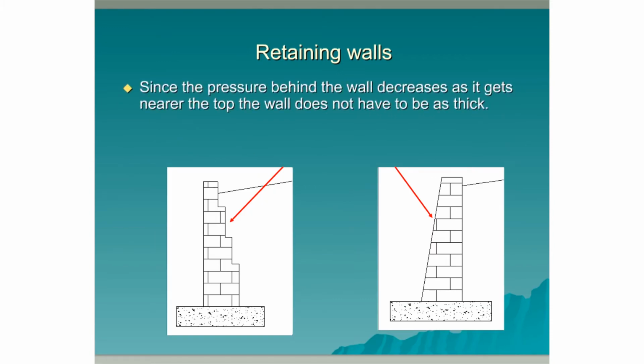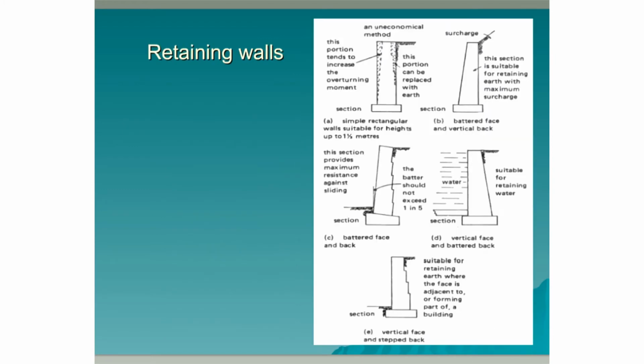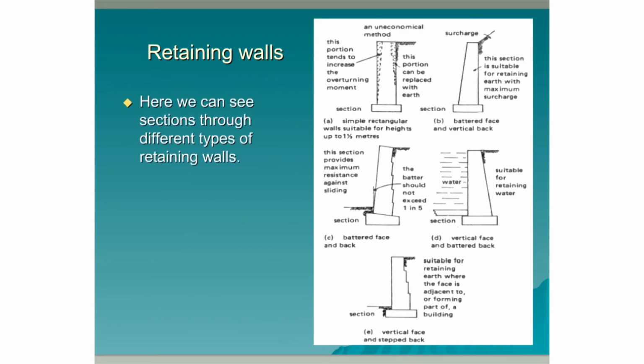Since the pressure behind the wall decreases as it gets near the top, the wall does not have to be as thick. This is usually done in half brick offsets, but in some cases the face of the wall can be battered or built at a slope. Here we can see sections through different types of retaining walls. Different types of retaining walls are built with different purposes. So you can read through the descriptions there yourself.